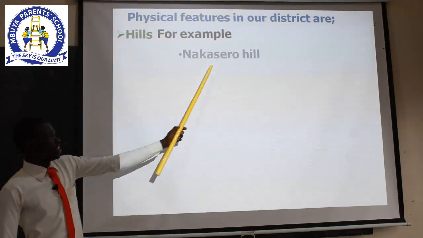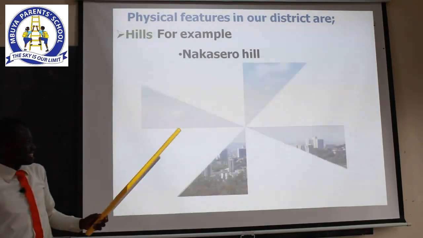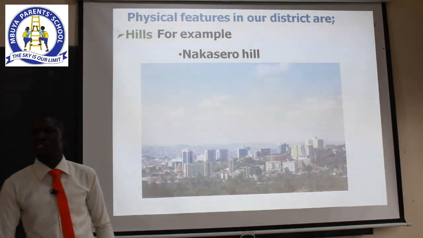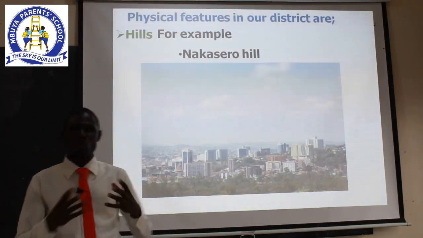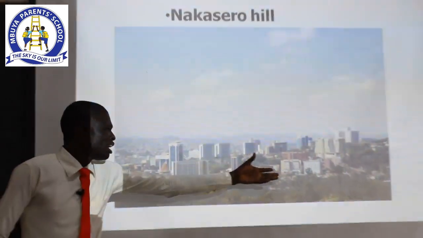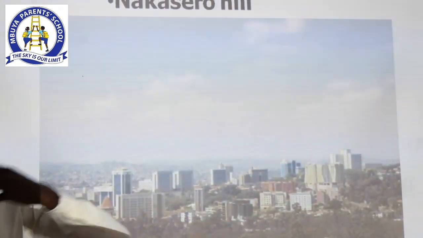The first hill is Nakasero Hill. And this is the diagram of Nakasero Hill. Some of you are going to say, this teacher, I don't know what he's talking about. He's talking about a hill, but he's showing us a diagram, houses. No, this hill, since it is in Kampala.